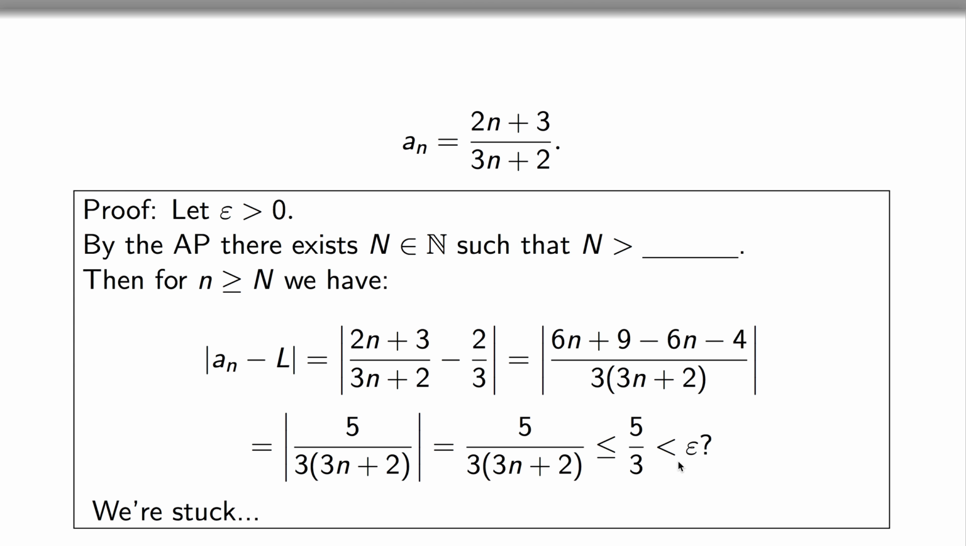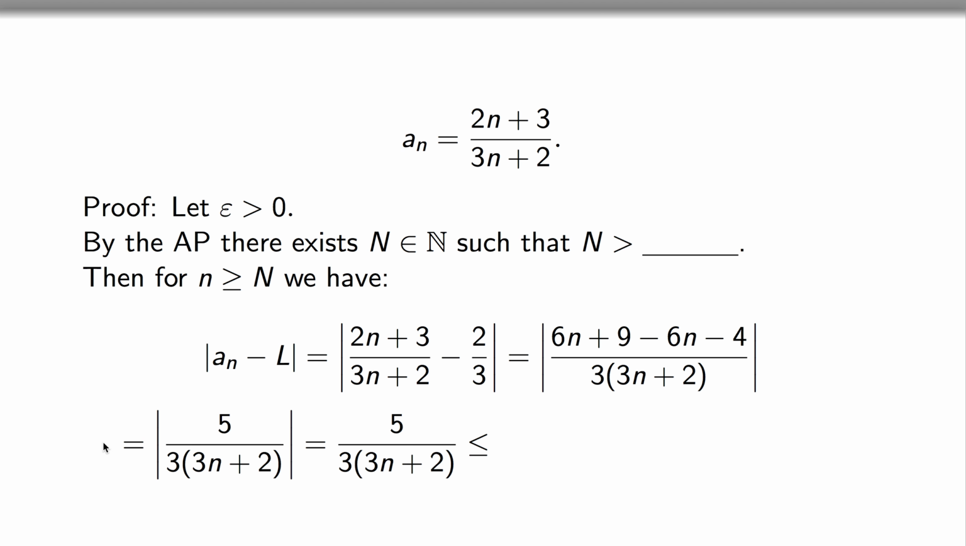Now, if epsilon were 10 or even a number like 3, then this would work. 5/3 would be smaller than 10. It would be smaller than 3. But if epsilon is small, like maybe epsilon is 0.02, then it's not going to be true that 5/3 is smaller than epsilon. So I've written down here that we're stuck, and that's okay.